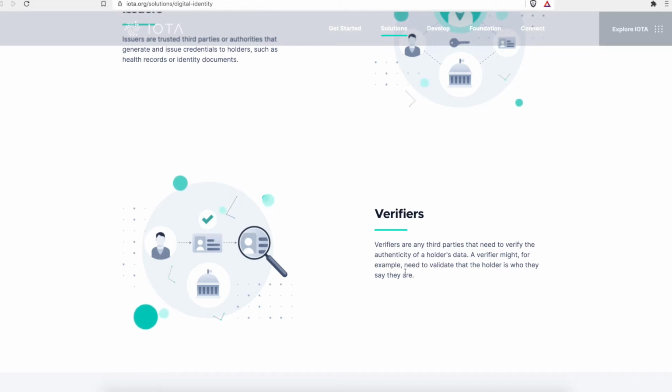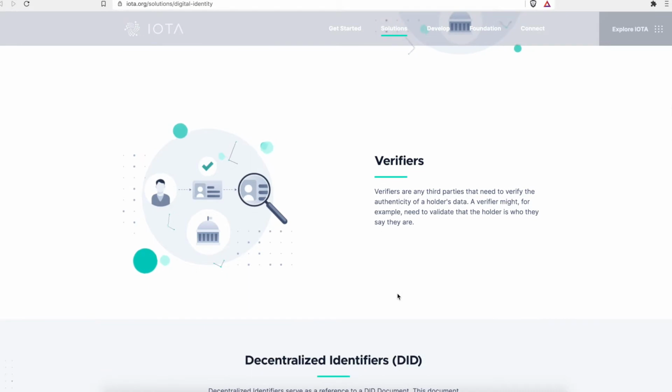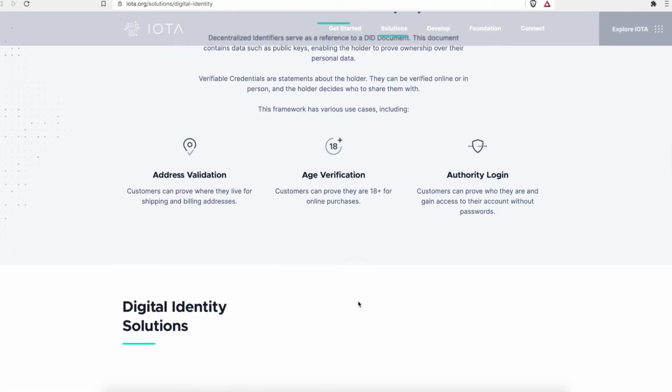Verifiers are any third parties that need to verify the authenticity of a holder's data. A verifier might, for example, need to validate that the holder is who they say they are. They can go through ZK-SNARKs, which are zero knowledge proofs. An example of this: how can Alice get to Bob when she told Bob the direction, but it's not easily found? Only Bob would know how to get back to where Alice was, because Bob knows what it is. Some random guy doesn't know how to get back because Alice didn't tell him. Alice only told Bob. Sounds a little confusing, but you can look into a video on ZK-SNARKs. I'll be making one later as well.